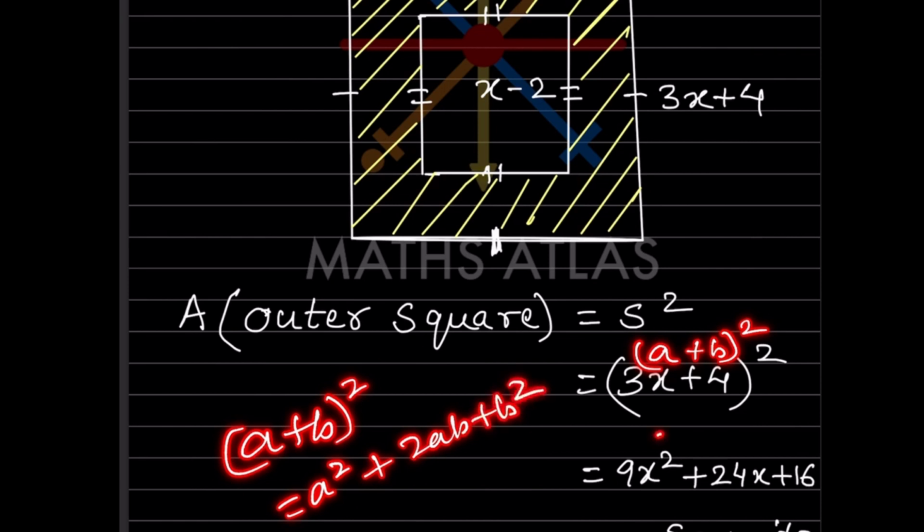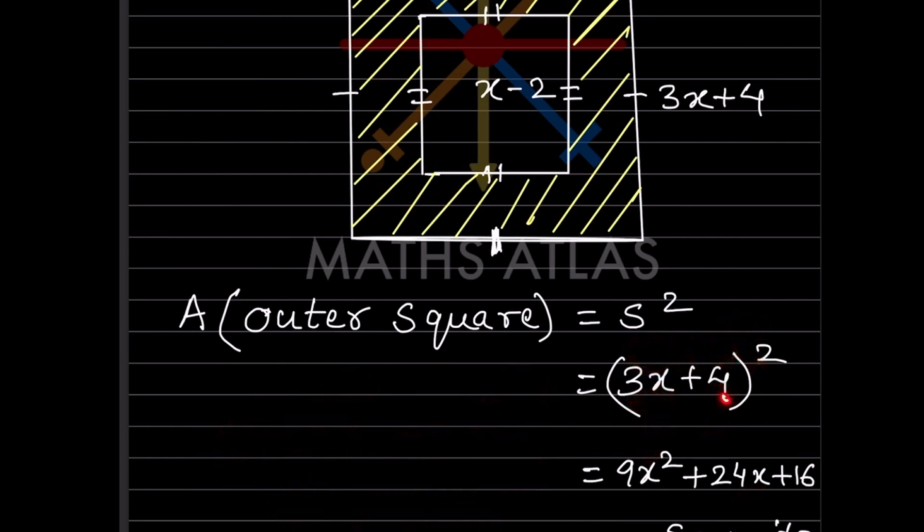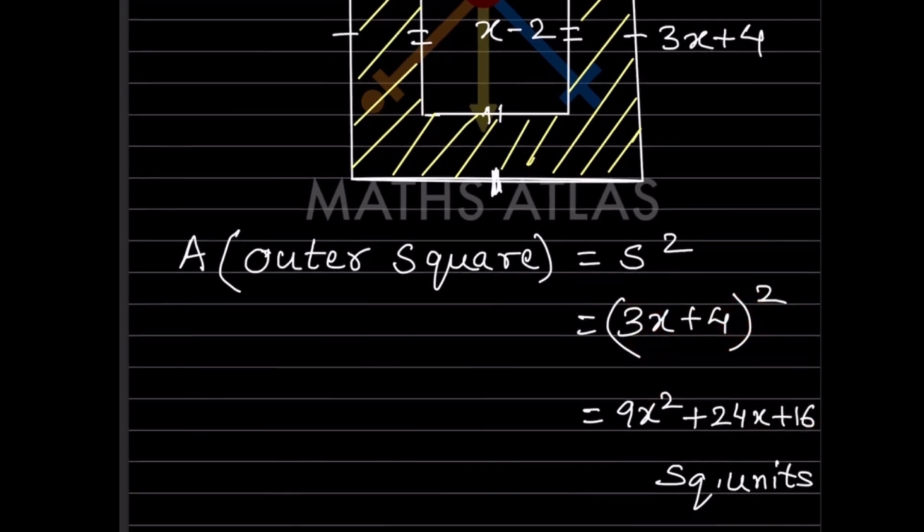So now see here, a square means 3x square, 2ab means what are you going to write, 2, and a is 3x, and b is going to be 4. What is that going to be? 3 2s are 6, 6 4s are 24, 24x, and b square means 4 square, that is 16. Because that is the area, we'll write it in square units.